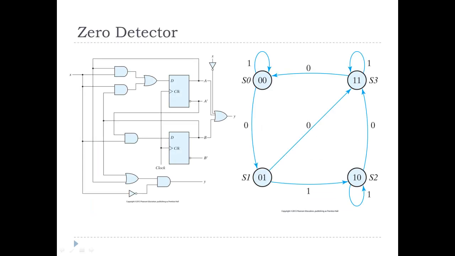Okay, here's an example from the textbook. In figures 5.15 and 5.16, they talk about a zero detector, a circuit whose output goes high when a zero is detected in a stream of ones. On the left you see the simple circuit diagram, and on the right you see the state transition diagram.